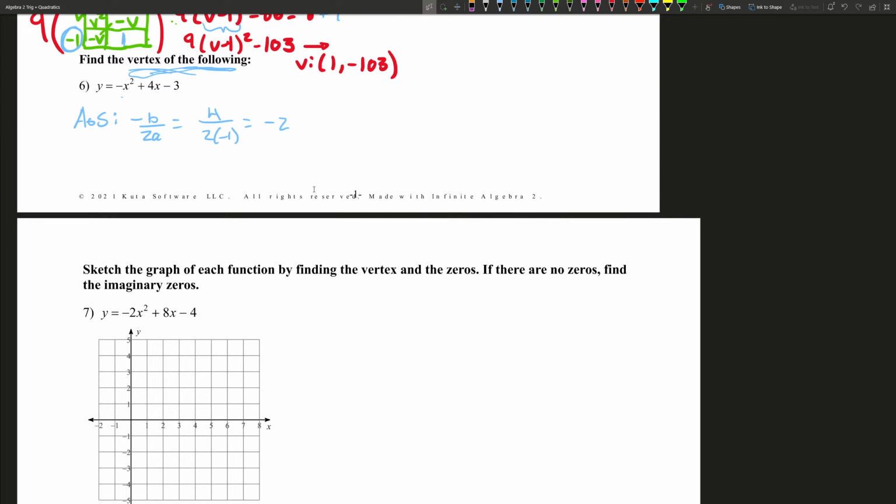If you do that, you'll basically verify your vertex. Moving on, we get the axis of symmetry, that's negative b over 2a. Then to get the second part of the vertex, we plug that in. -2 squared plus 4 times -2 minus 3 gives us the second part. So 4 minus 8 minus 3, so -4, so -7. So our vertex for this is (-2, -7).